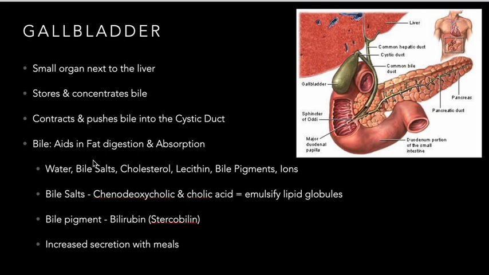We're also going to have cholesterol in our bile. We're going to have lecithin, which is just another protein. We're going to have some bile pigments, bilirubin, which again, you can see why this is green. Bile is usually a dark green or brown color because of that bilirubin in there. And we're going to have some ions, right? Again, some sodium, potassium, and chloride.